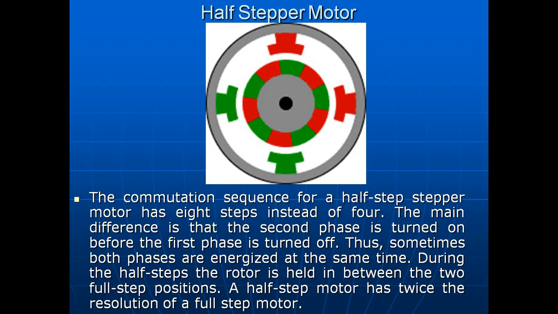And then next, the half stepper motor. The commutation sequence for a half stepper motor has 8 steps instead of 4. The main difference is that the second phase is turned on before the first phase is turned off. Thus, sometimes both phases are energized at the same time. During the half steps, the rotor is held in between the full step positions. A half step motor has twice the resolution of a full step motor.